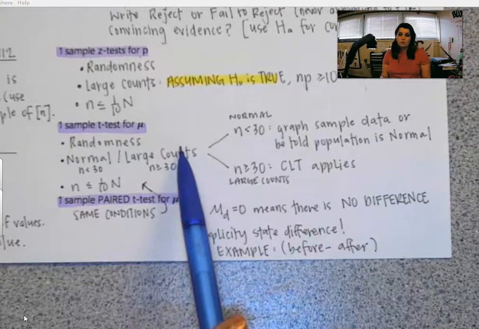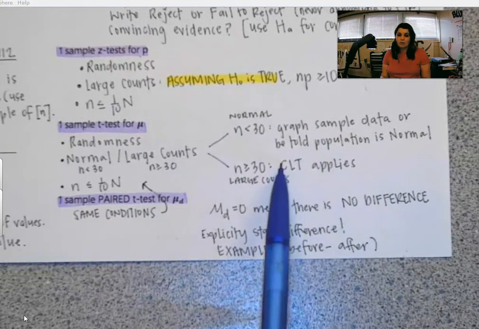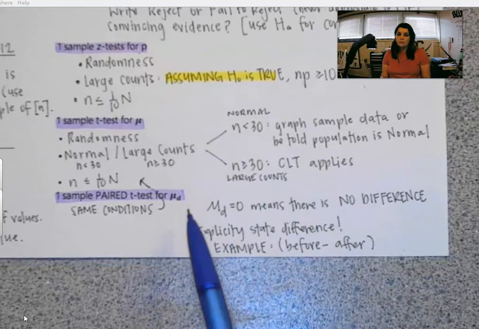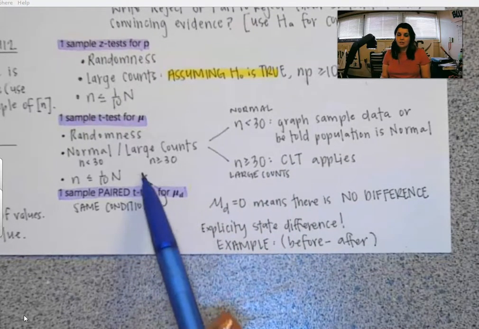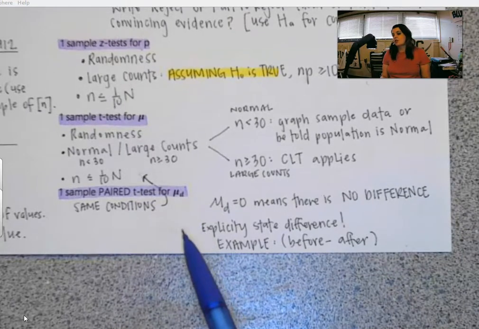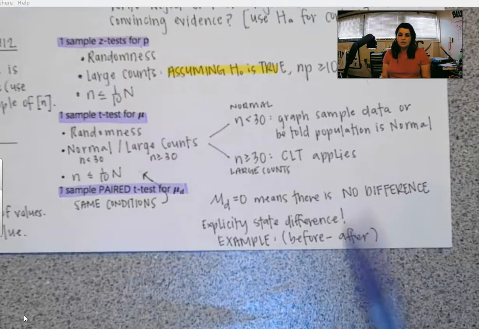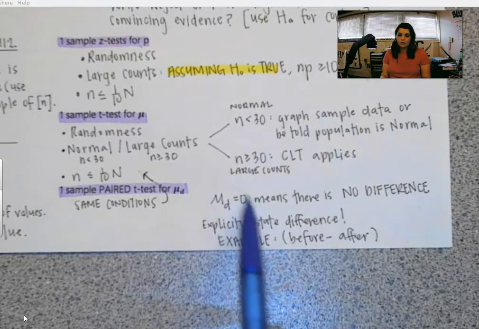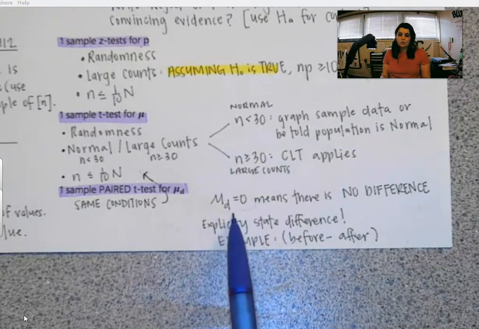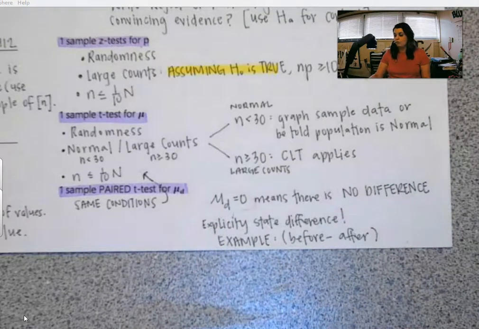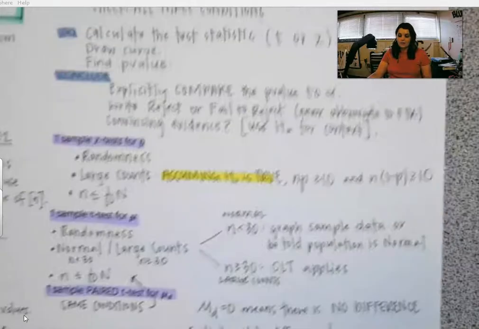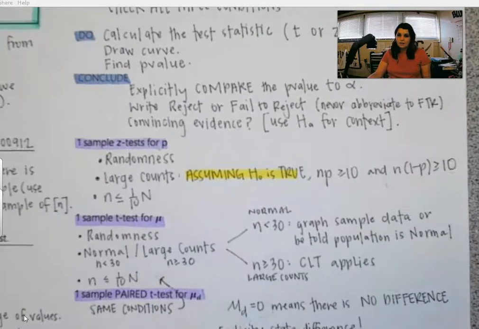T-tests are more involved. Remember, sometimes you're going to have to graph. And then paired test, same conditions above. Make sure that you explicitly state what you're subtracting. And this is normally your null. Mu sub d equals 0 is normally your null. So that is the front side of this overview.